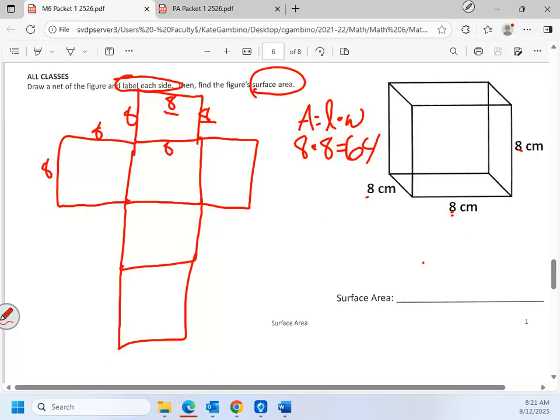All of these sides are going to be that same area. You have to add them all together to find the surface area. Or since they're all the same, you could do that 64 for one side, and you could times it by 6 because there are 6 sides. Okay, so you need to find that surface area. Draw your net, label all the sides, find your area for the sides, and add them together. That's your surface area. The answer to the surface area is what goes on the line.